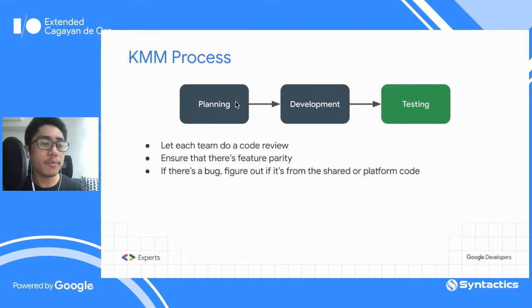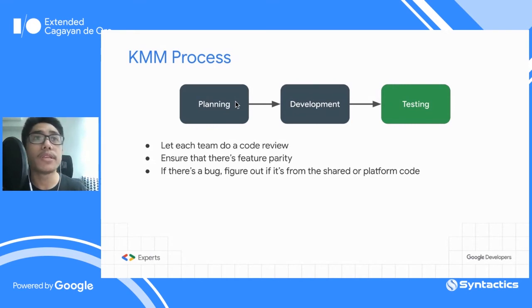Since you're sharing a module, you need to ensure that there's feature parity. What's working in Android should also work the same in iOS. It should behave the same way since you're sharing code. If there's a bug, figure out whether it's from the shared code or from the platform code. Most probably, if the bug is in both platforms, it's in the shared module. But you have to figure out a way to know where you're going to debug, or where you're going to fix this.